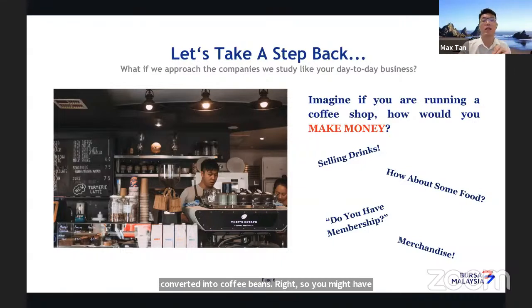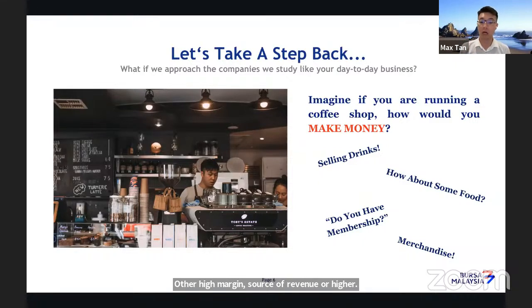Then someone comes to you and says, I'm going to buy everything and I pay you cash. Can you give me a discount? Definitely yes. So any business that has the ability to take upfront cash flow is actually a fantastic kind of business. For example, membership, right? And another higher margin source of revenue or income is merchandise, right?